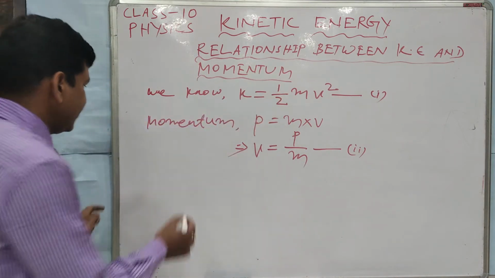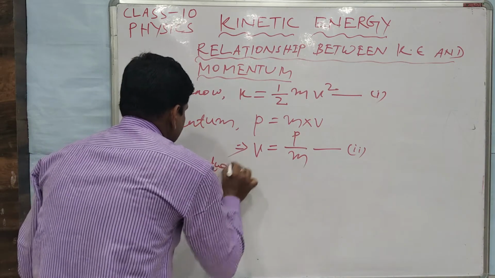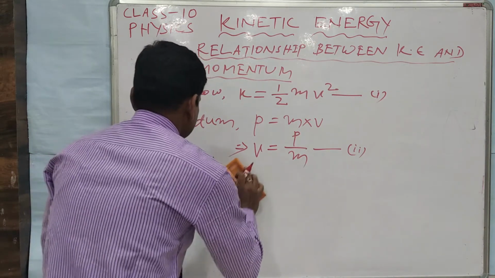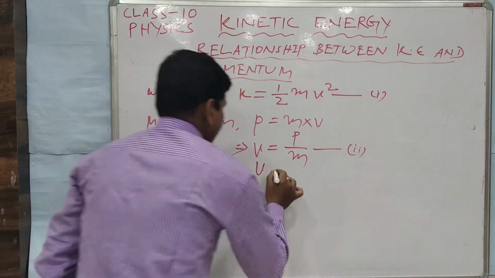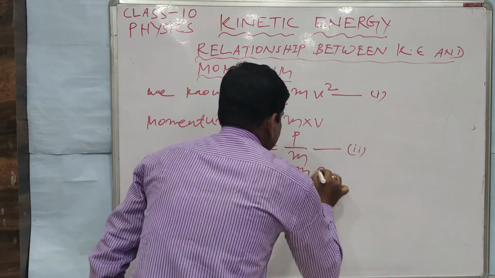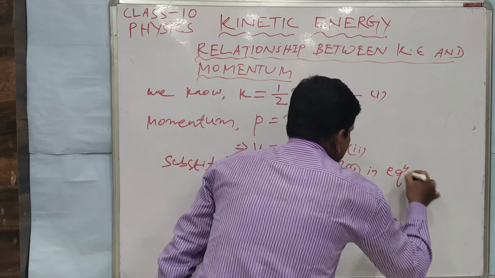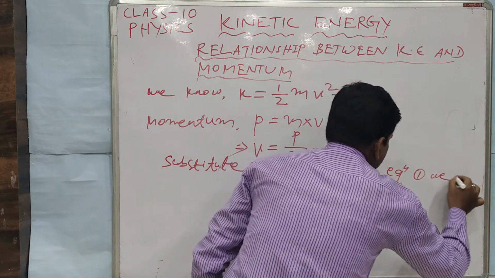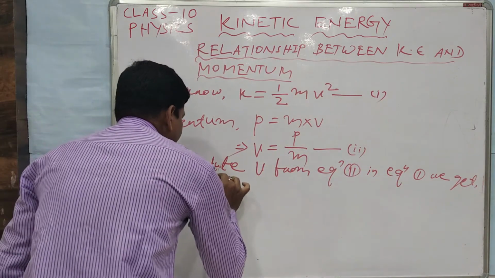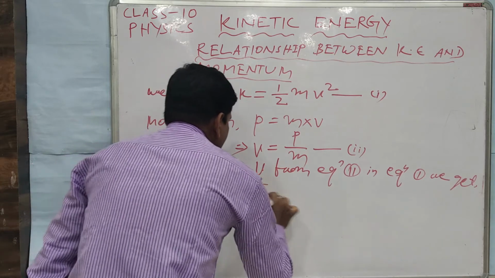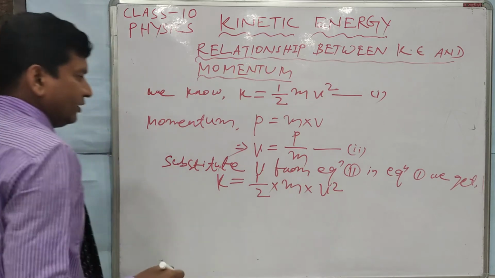What do you get? Let's see. So substitute v from equation 2 in equation 1. We get, what do you get? So write down equation number 1. What is equation number 1? That is K is equal to half into m into v square. That is your equation number 1.